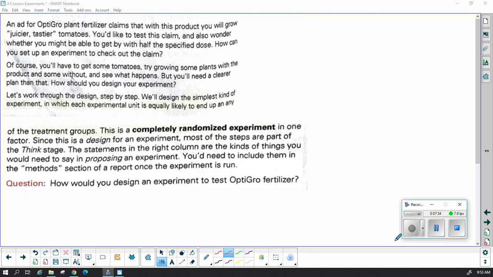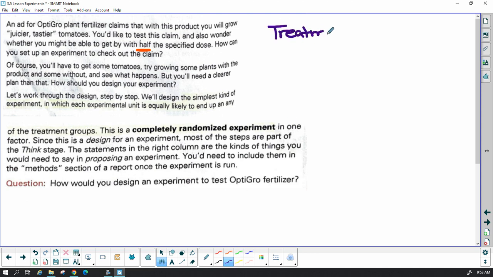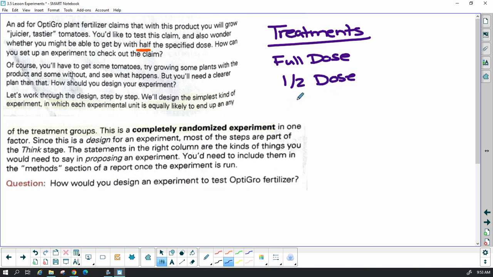And this is a good time to talk about the fact that the only way to prove that something is true, that something has a relationship, is through an experiment. And so we are concerned with a full dose as they prescribe or a half dose. And so we are going to end up with 3 treatment groups. We are going to have a treatment that gets a full dose of OptiGrow. We're going to have a treatment that gets a half dose of OptiGrow. And then we are going to have a treatment that uses, I'm going to say, no OptiGrow.